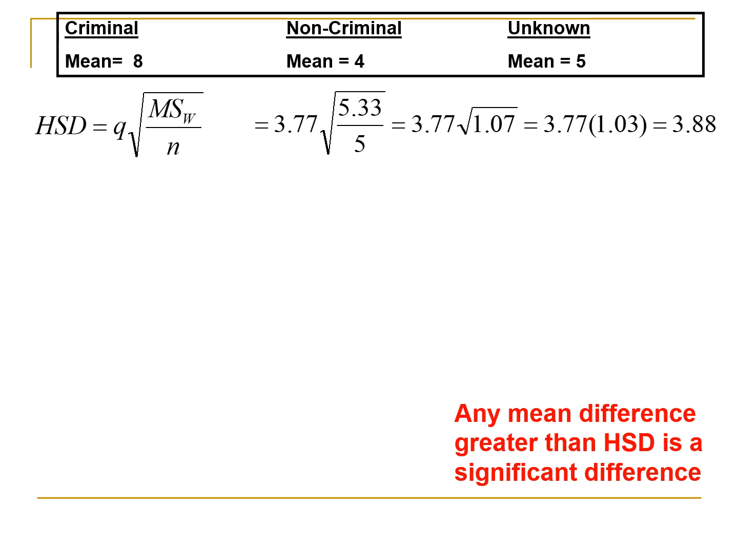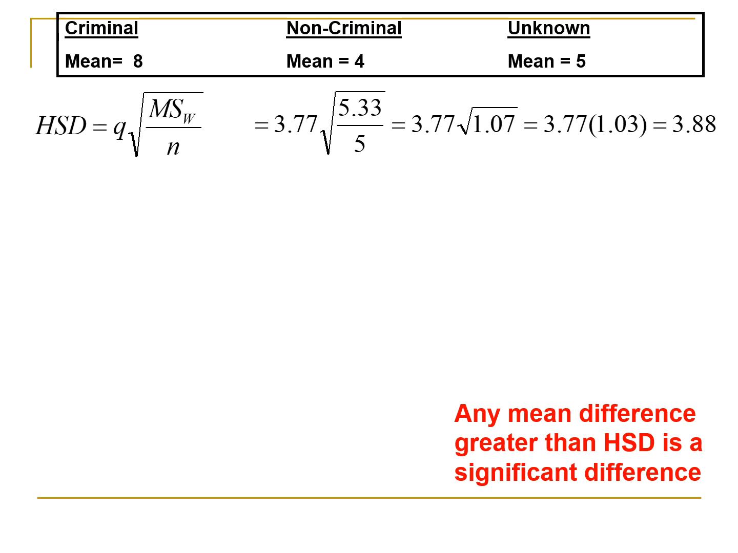So let's take a look at that. We have means of 8, 4, and 5. The difference between criminal and unknown is 3. That's smaller, so that's not significant. The difference between non-criminal and unknown is 1. That's smaller. That's not significant. However, the difference between criminal and non-criminal is 4. That is greater than 3.88. Therefore, that's our significant difference.